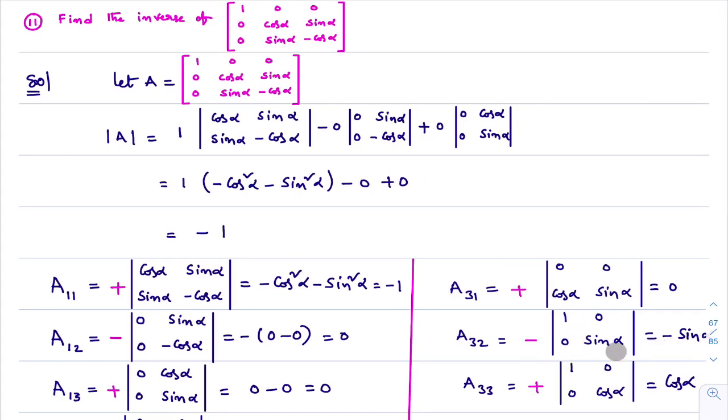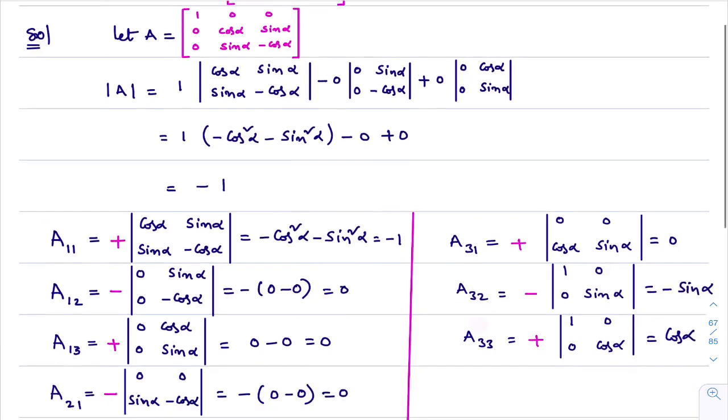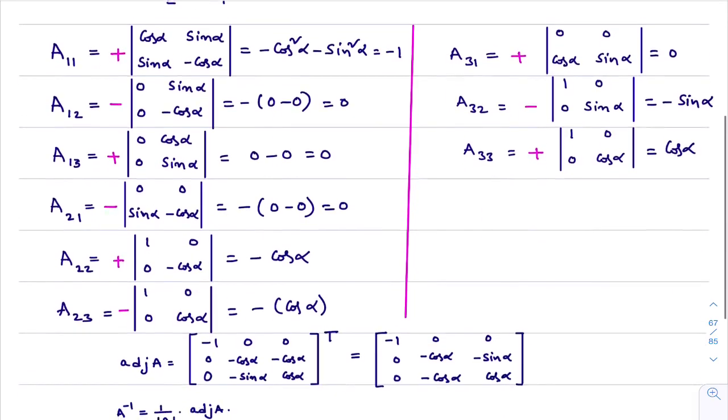Minus 1 into sin alpha minus 0, that is minus sin alpha. Like that, you calculate cofactors of all these elements. From the last 4 classes I'm talking about cofactors. By this time you must be good at what a cofactor is and how to calculate the cofactor of an element, right? Once you get these cofactors, you write them all down.